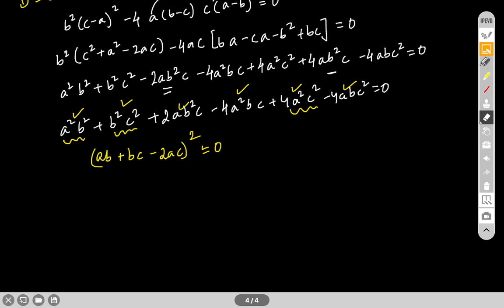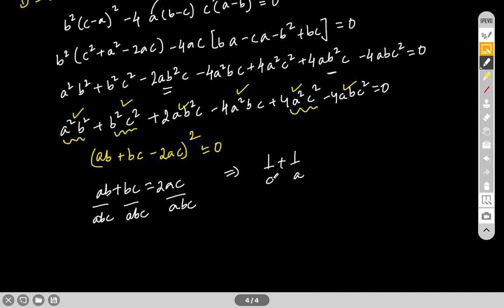Once it is a perfect square, you can write ab plus bc is equal to 2ac, which is the same thing as, we divide by abc. So that will give you 1 by c plus 1 by a is equal to 2 by b. Is that fine? Yes, sir.